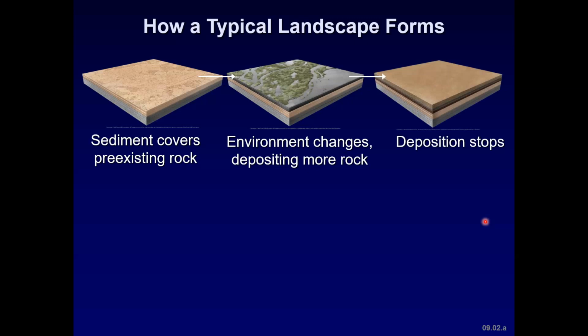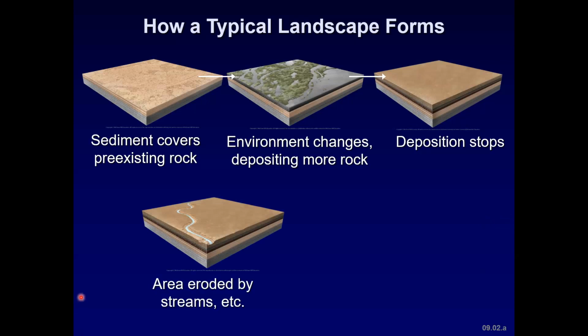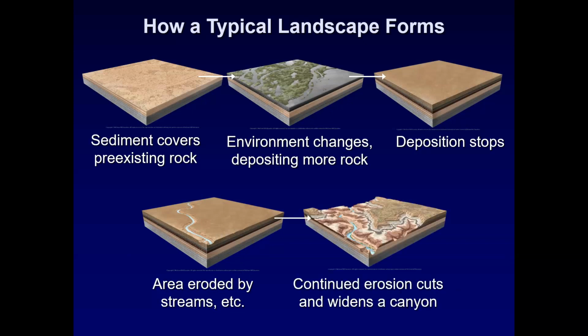But perhaps for some reason deposition stops. There's no longer a source of sediment coming in there. After that, we'll see primarily erosion, perhaps by rivers, streams, glaciers, etc. In this case, you get a nice little canyon that starts to form, like the Grand Canyon, formed by river erosion. And that river cuts downward. It carves a deeper, wider canyon.